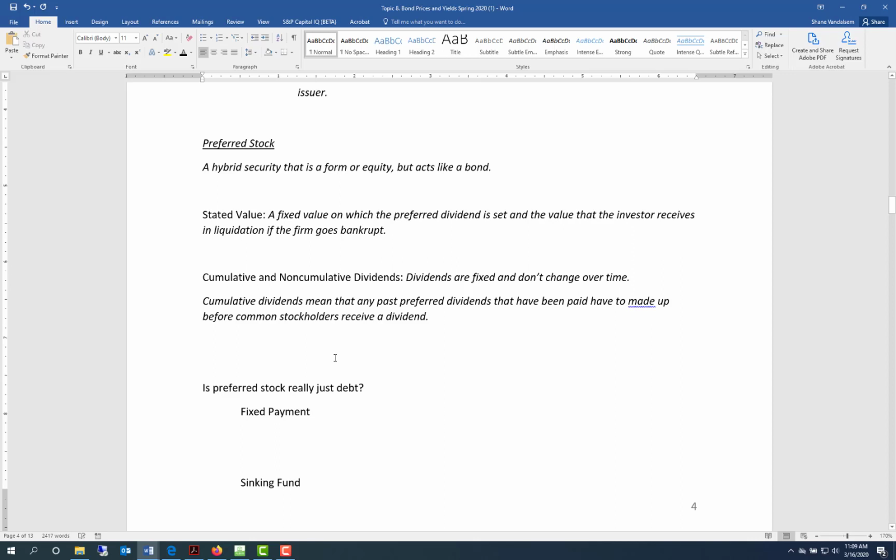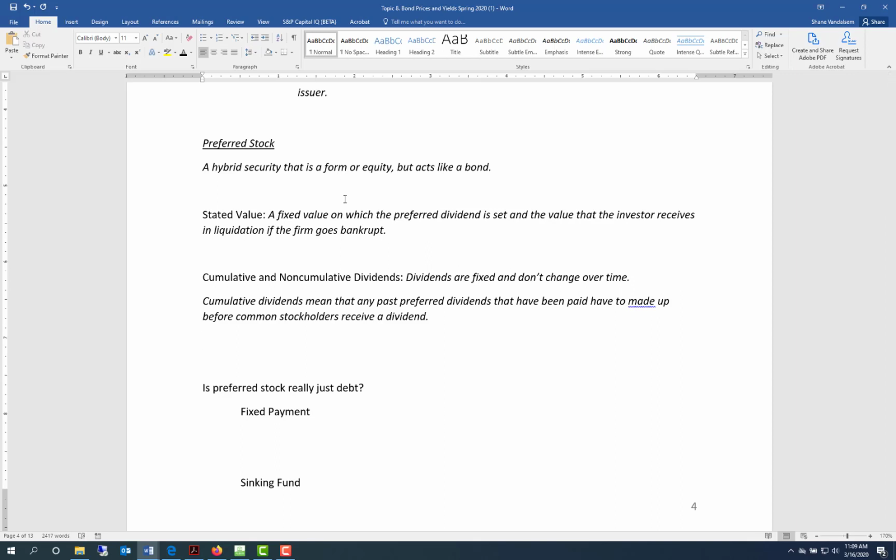Preferred stockholders don't get a vote for the board of directors, unless, and there are some cases in which they're allowed to, the company doesn't make its dividend payments to them. But if the company is doing everything that they're required to do with regard to the preferred stockholders, then those preferred stockholders don't get a vote like the common stockholders do.